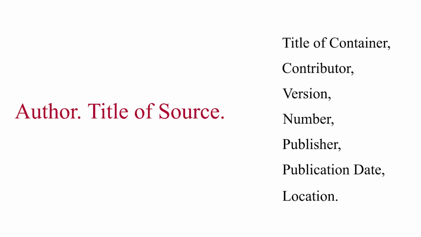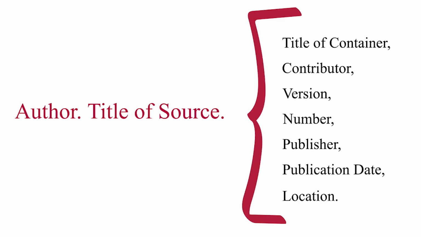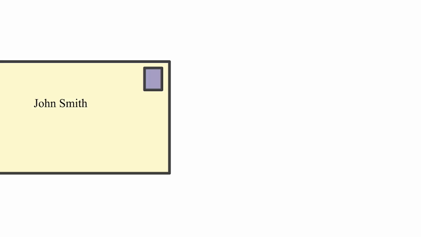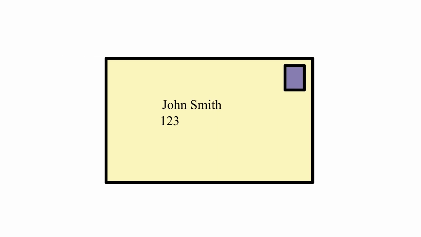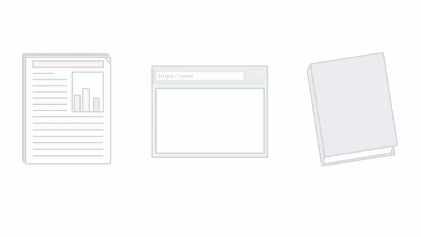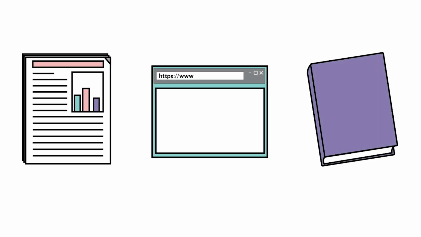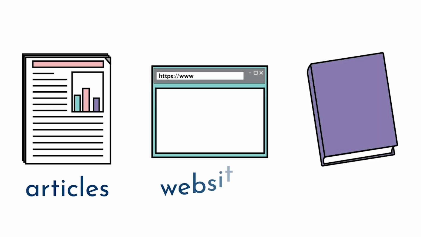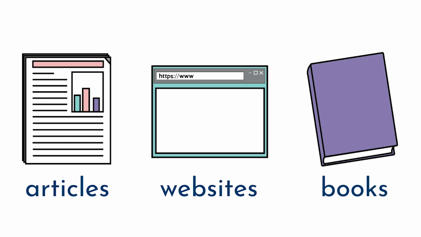After describing the source, we need to describe the container or containers where the source lives. Think of it kind of like a mailing address. You start off with the smallest part, like a house number. Then it keeps getting bigger and bigger: the street, the city, the state, and so on. This is where the information will vary, depending on the type of information that it is. 3 of the most common works you'll cite are articles from a journal, websites, and books.